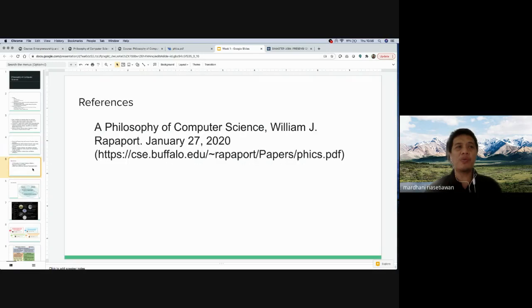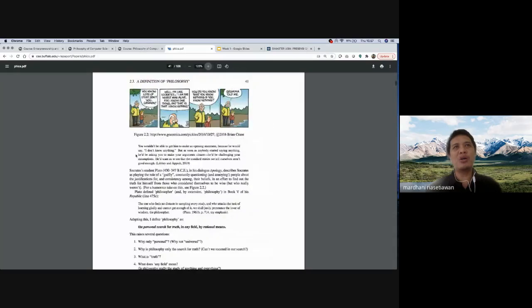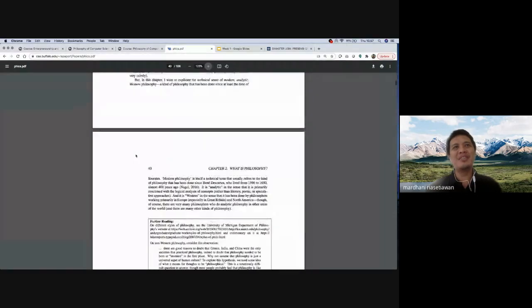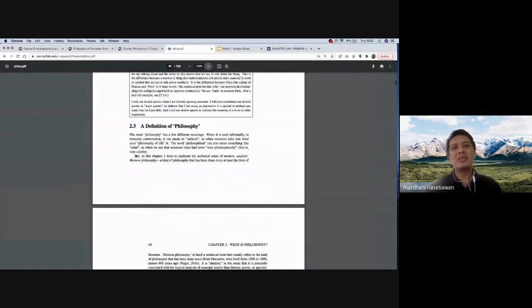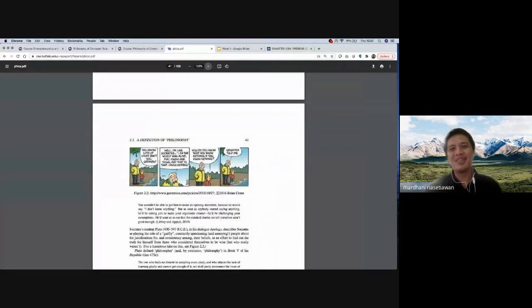And for the reference, I think the best one is from William J. Rapaport. You can access this link, I also have the link. This is a 1,000-page book that describes and explains the philosophy of computer science. So you can check it, you can read it, or at least you can have an idea about the material in here.